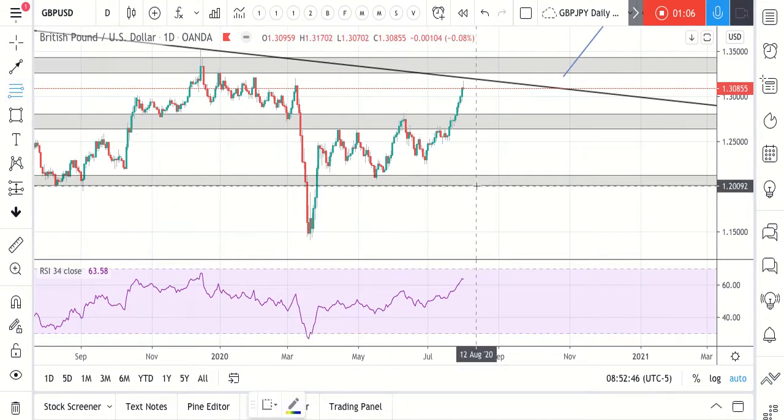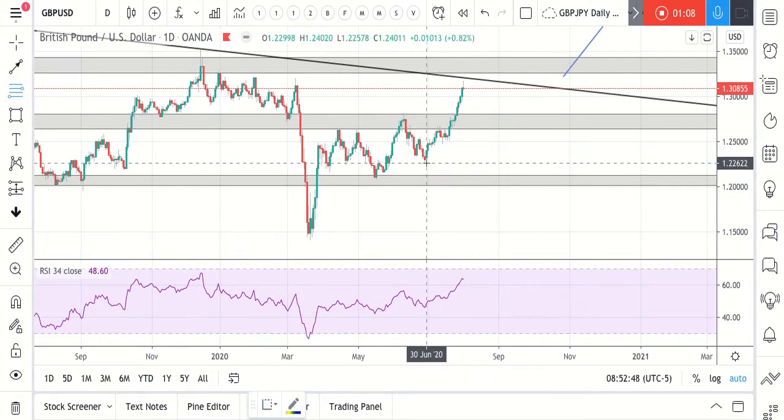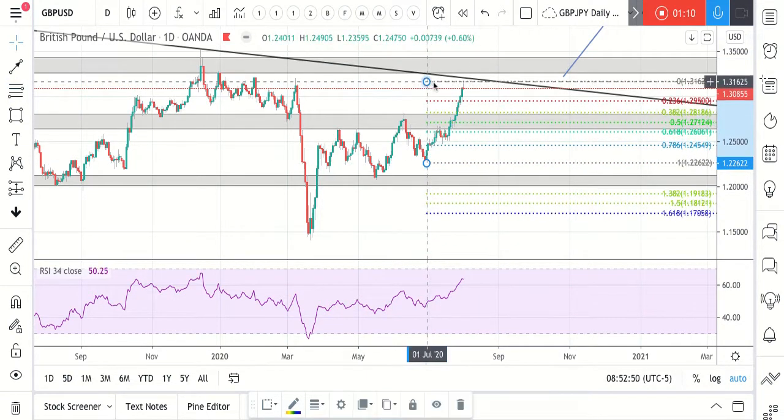So if we take a Fibonacci from this to that, you can see that the top of this zone right here aligns with the 0.382. The bottom of this zone aligns with the 0.618. So I do think this seems like a reasonable area to pull back to before moving up, and I do think we need to pull back.